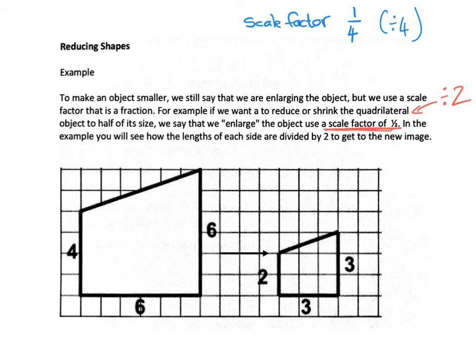Okay, and this one we're just going to half. We're going to enlarge it by a scale factor of a half. That's why we don't say reduce or enlarge. We just say enlarge it by a scale factor of a half. Or it doesn't really matter what you say because you're going to divide by 2. Okay, so you can see 6 became 3, 4 became 2, and 6 became 3.